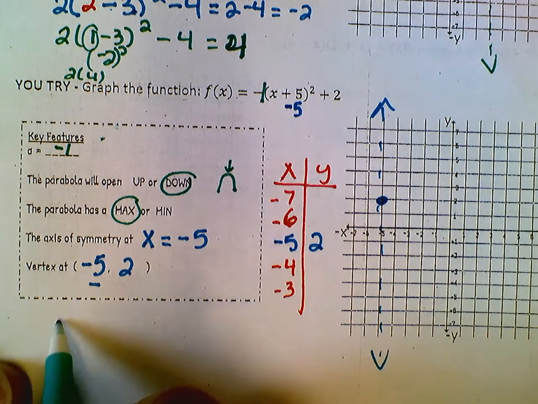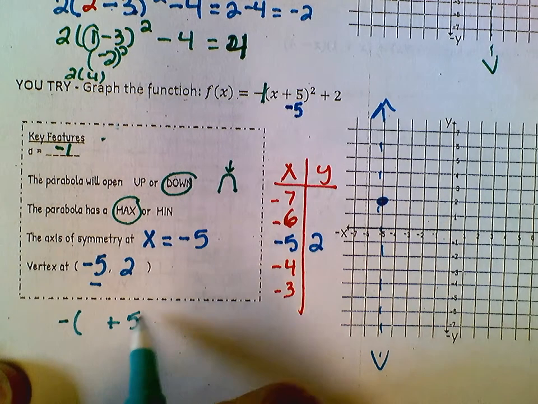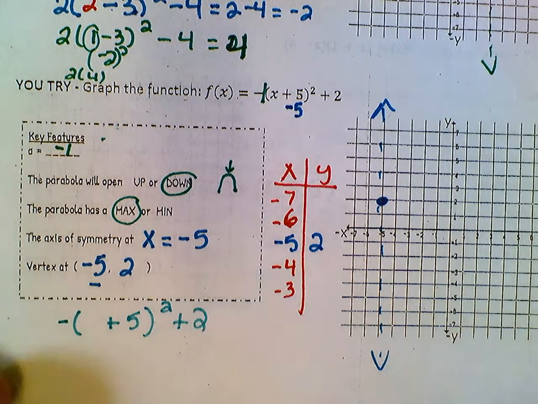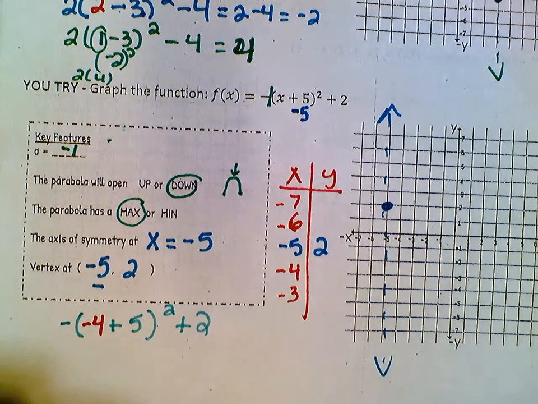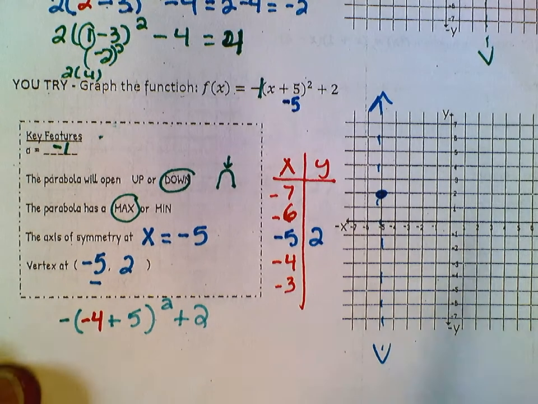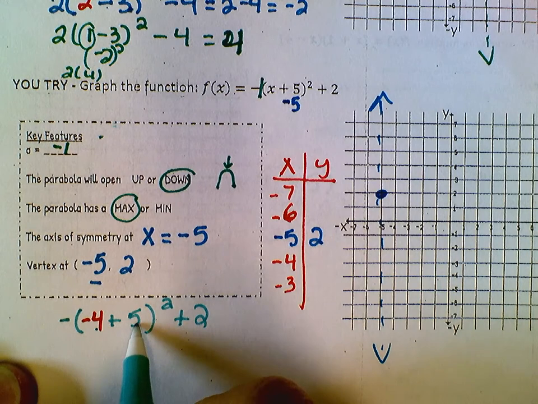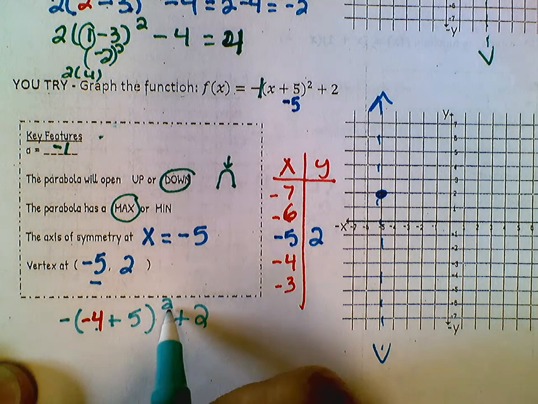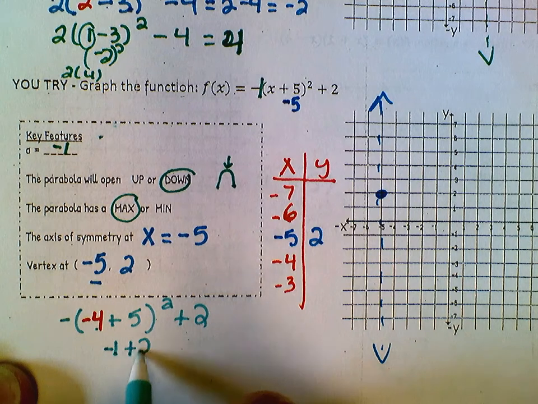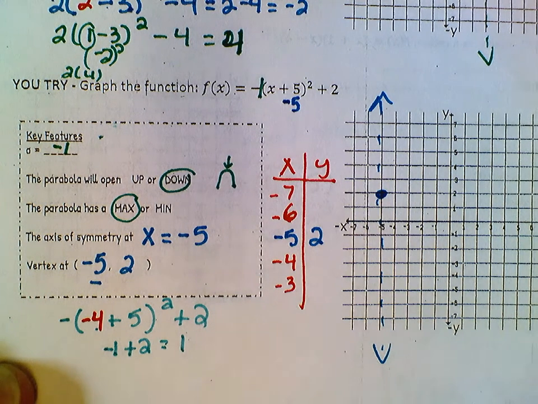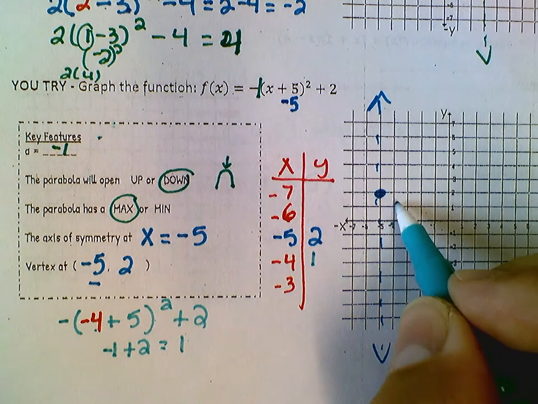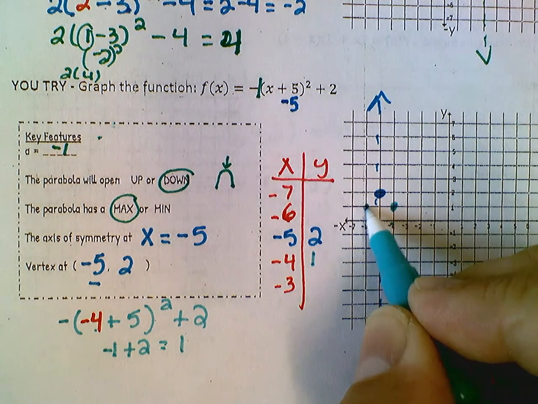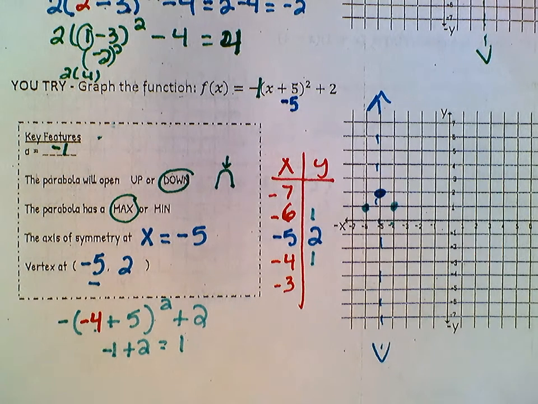So here's my function, -(x plus 5) squared plus 2, and I will plug in -4. It doesn't matter, I'm picking x values. Sometimes that's a little hard for you guys to grasp. So -4 plus 5 is 1. 1 squared is 1 with a negative in front. And -1 plus 2 is 1. So for -4, I got 1. -4, 1. If I use my axis of symmetry, there's my other point.